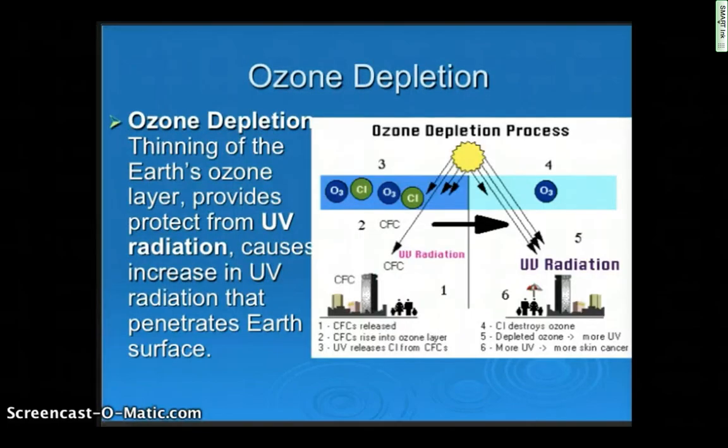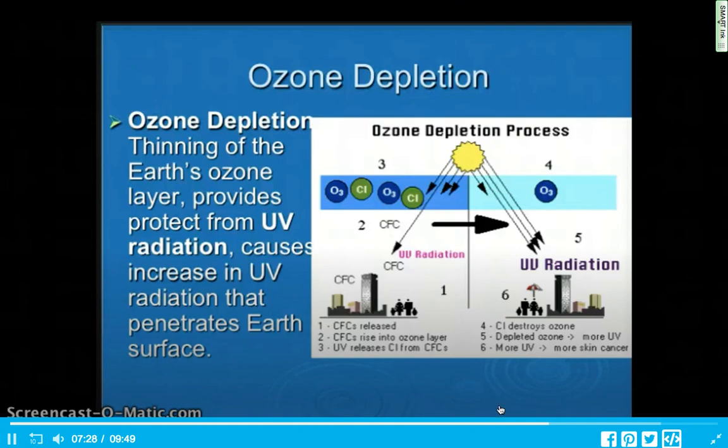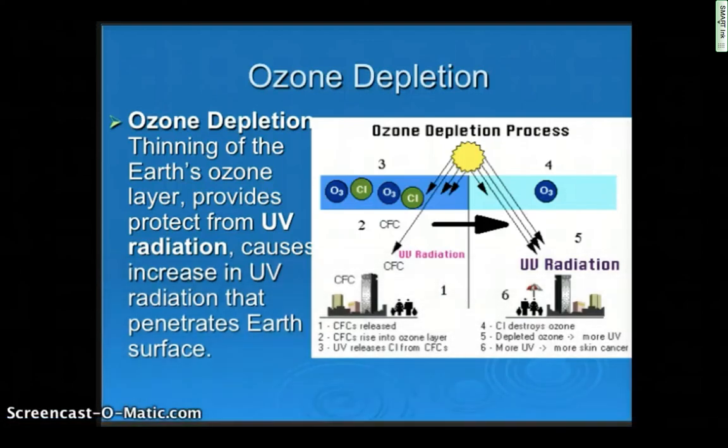Ozone depletion is different than global warming, because ozone depletion is the idea that more of the sun's radiation is able to get to the Earth's surface. So ozone depletion is the thinning of Earth's ozone layer. It provides protection from UV radiation, and its thinning causes increased UV radiation that penetrates the Earth's surface. This is primarily caused by CFCs, otherwise known as chlorofluorocarbons. These chlorofluorocarbons, when emitted into the atmosphere, are going to prevent ozone from properly blocking the Earth from ultraviolet radiation.